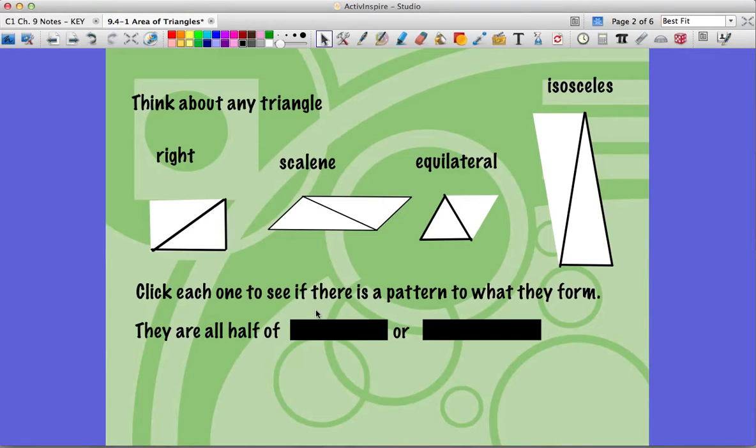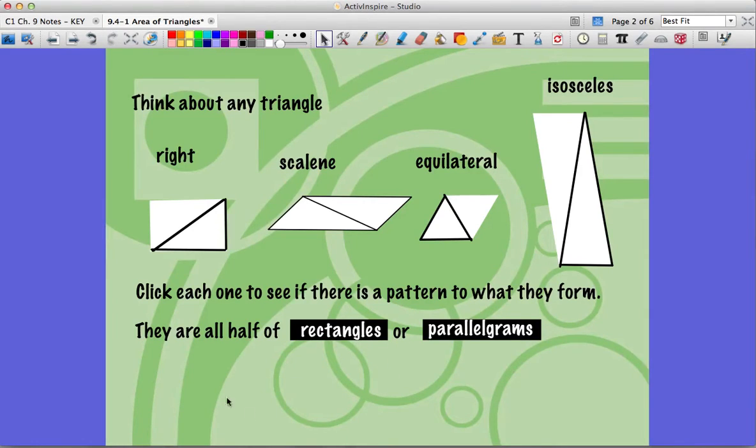Remember back in chapter 8 when we took shapes and we figured out how many triangles we could fit into a quadrilateral or a pentagon, so on and so forth? It's kind of the same idea, except for now it's going to help us find the area formula for a triangle. Knowing this, we know that all triangles are half of any rectangle or parallelogram.